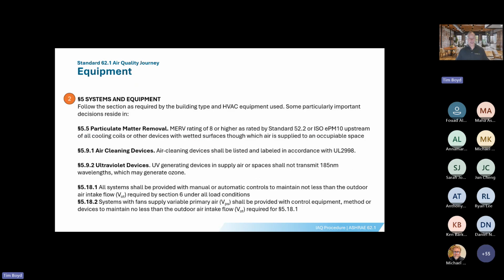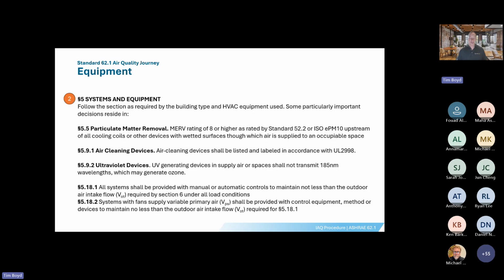Second, step 2, is systems and equipment. The basis of what you need in 5.5 is a MERV 8. That's fundamental, you need that background. You need a MERV 8 that passes the 52.2 test or the ISO ePM10 test. Either way, it's a single-pass test that demonstrates the efficiency of that rating such that it meets the MERV 8 requirement. There's also an air cleaning device aspect to this.